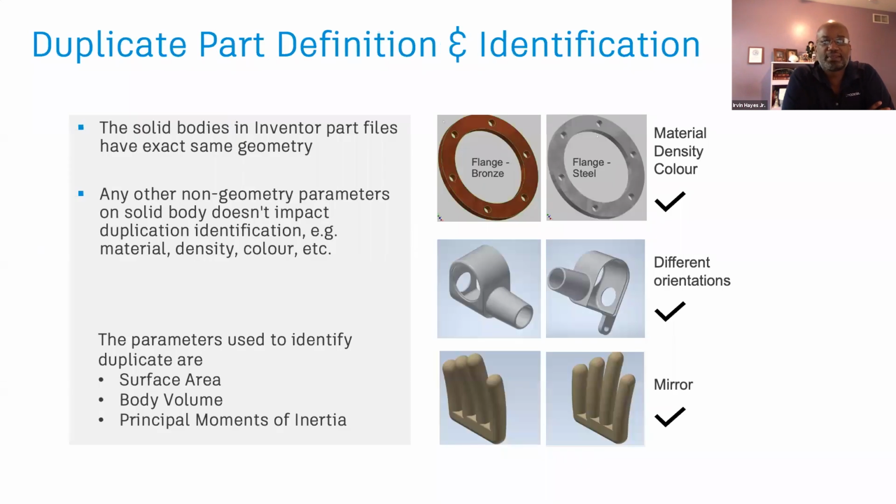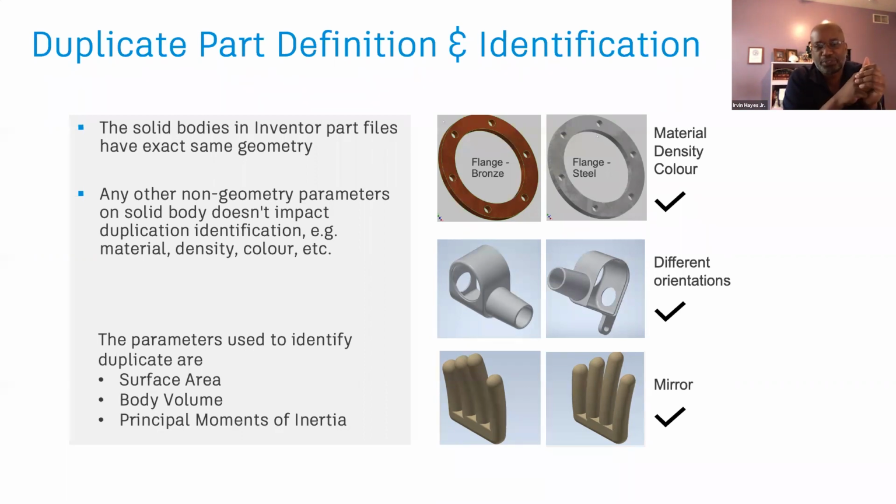So what are duplicates inside of the system, and what is the definition? Solid bodies in Inventor part files have the exact same geometry. We're showing you this here as an example. Material density and color are different in these two, but they're still considered the same. They're considered a duplicate in this example. Different orientations do not qualify as a different part. If the geometry in itself is the same, it will be considered a duplicate, as well as the mirror. So any other non-geometry parameters on the solid body don't impact the duplication, is what we're basically trying to tell you here.